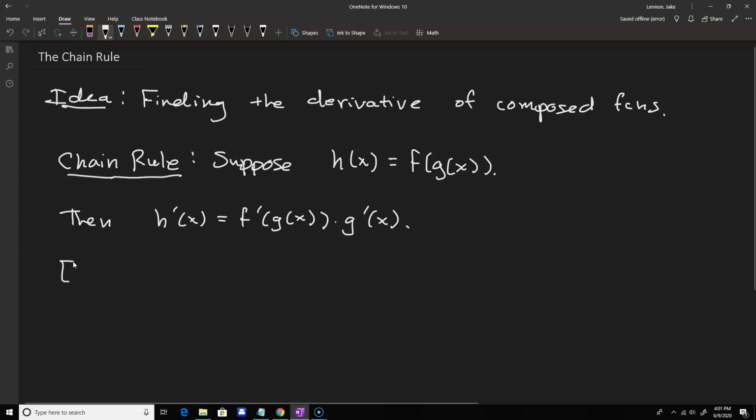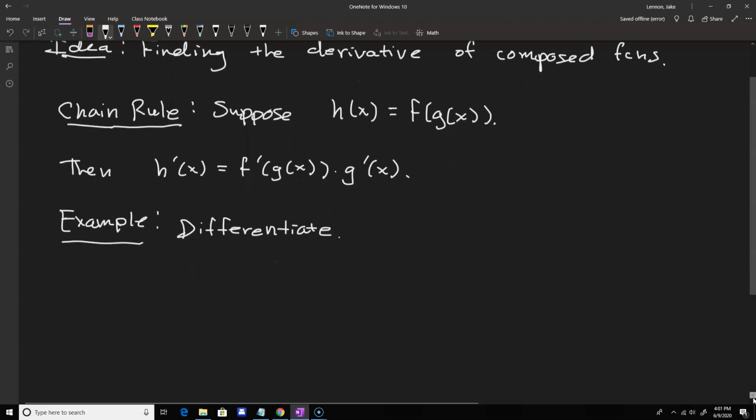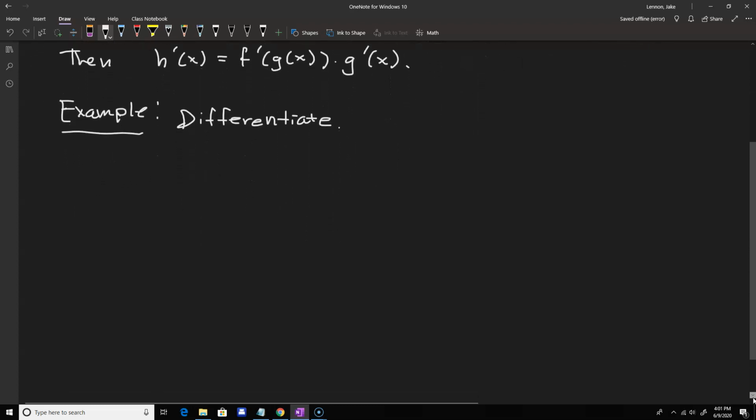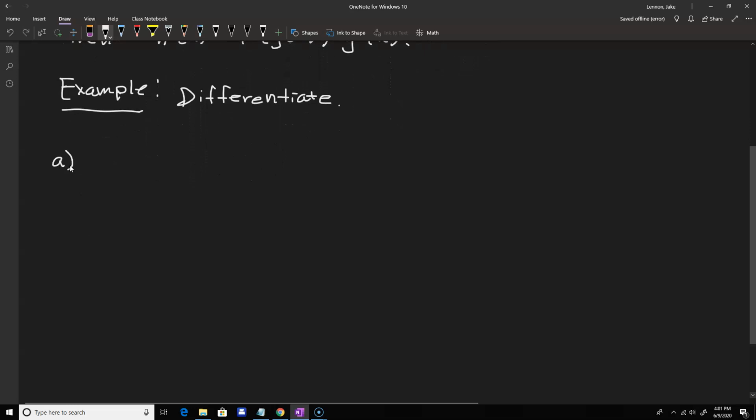So let's look at some examples, and I'll show you how I like to set it up. And again, we're going to be appealing to a lot of the shortcut rules from the past, but what we're going to do is just differentiate here. So the first example, let's say f of x is the function x cubed plus 1, quantity raised to the 100th power.